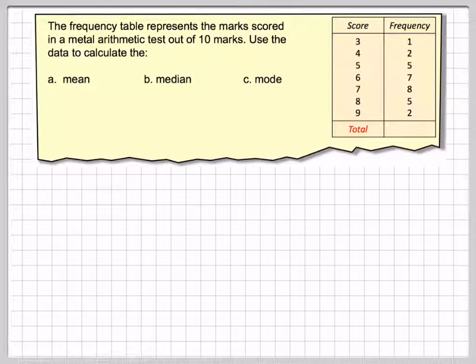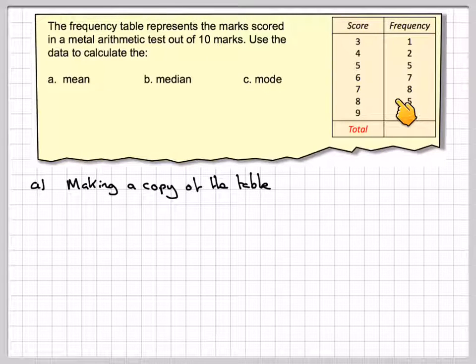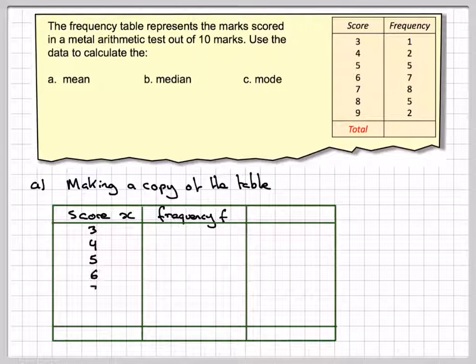Right, first of all, we're going to calculate just using the manual method, and then I'll show you how to use the GDC to calculate this and what you should perhaps put down in an exam. So if we make a copy of this table here, we need to add in an extra column.